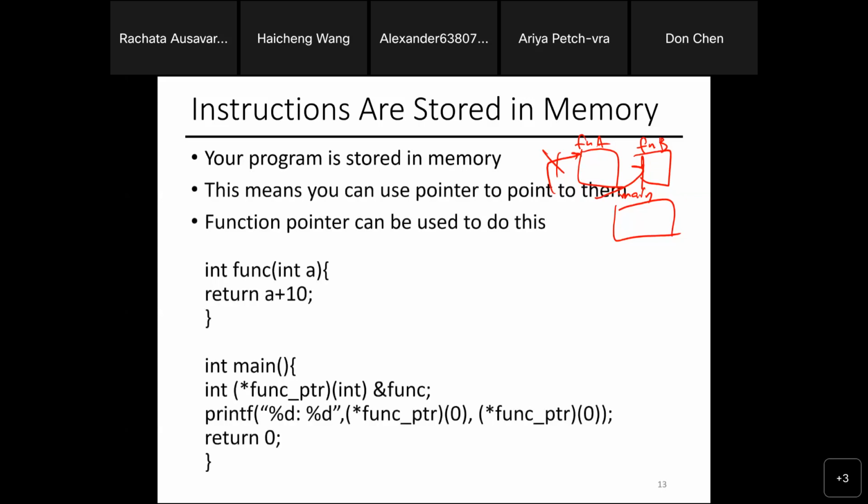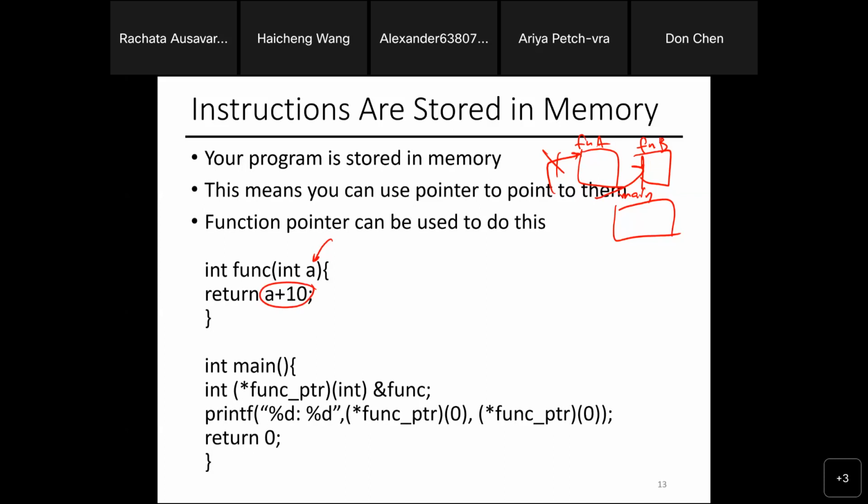The way you use the function pointer: let's say you have a function, and right now it's a simple function. What it does is take an input, add 10, and return it. Any question about this, for now, the first function definition? All right. Again, the function takes one input and returns an integer.